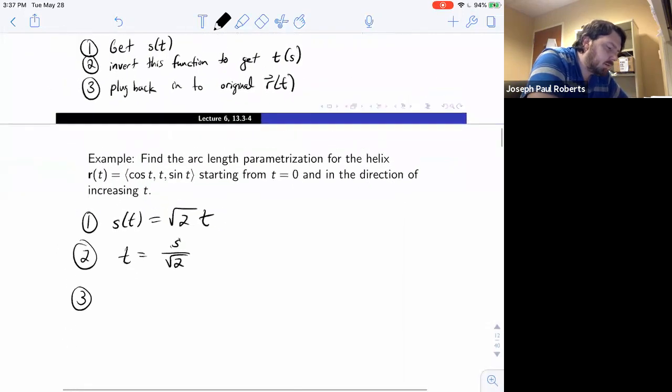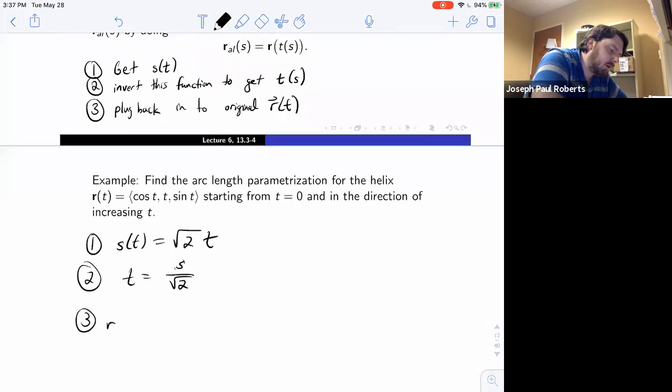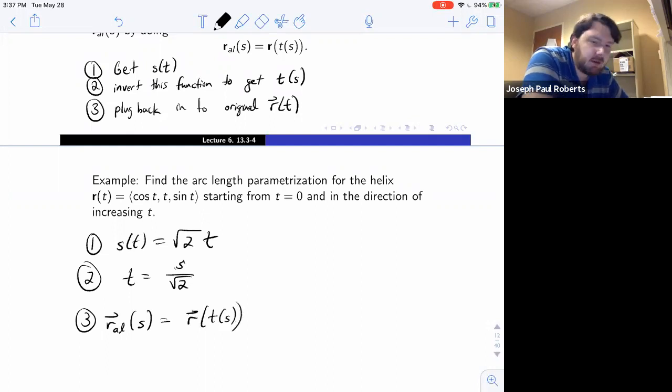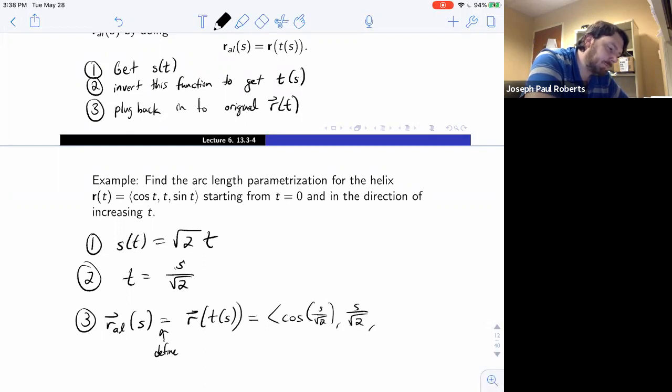And then step 3, plug back into the original r of t. So we define the arc length parameterization of s to be the original r of t, but now I plug in for t in terms of s. So this is what we define it to be. And then we get cosine of s over square root of 2, s over square root of 2, sine of s over square root of 2.